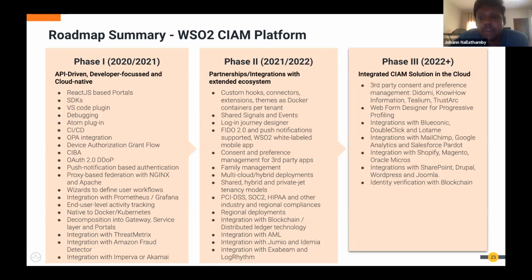And phase 3, of course, is going to be putting all this together in the CIAM cloud as a solution. So that will contain integrations with consent and preference management systems, marketing solutions, data management platforms, CMS systems, and even blockchain systems. So that is a high level overview of our roadmap. I think this would give you an idea of what our mission is and where we are heading, and what is coming up in the WSO2 roadmap in the near future.